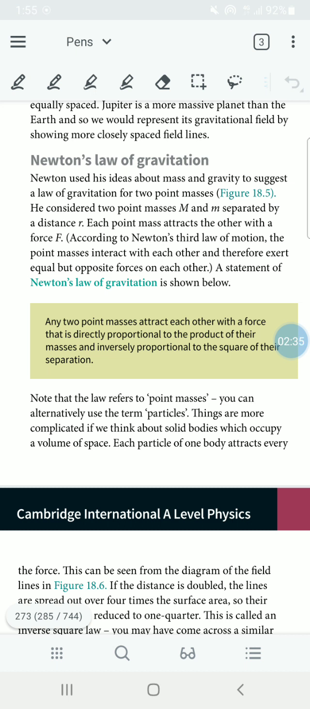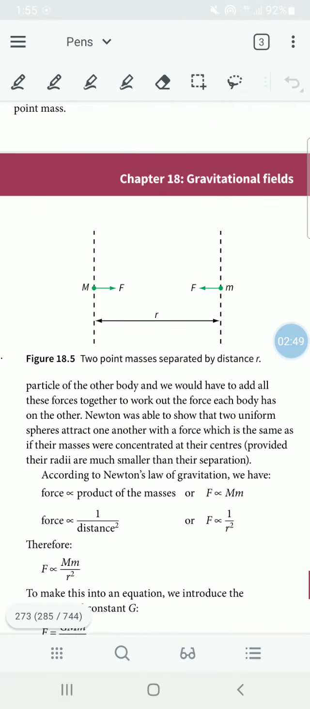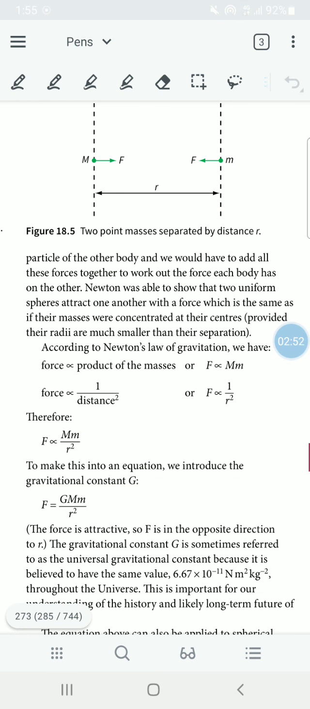Note that the law refers to point masses. You can alternatively use the term particles. Things are more complicated if we think about solid bodies which occupy a volume of space. Each particle of one body attracts every particle of the other body, and we would have to add all those forces together to work out the force each body has on the other. Newton was able to show that two uniform spheres attract one another with a force which is the same as if their masses were concentrated at their centers. So that is where it is coming from.